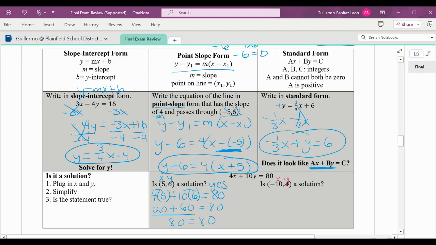This point is probably not going to work. 4x, but x is negative 10, plus 10y, but y is 4. So y goes away, 4 goes in. Multiply them again. 4 times negative 10 is negative 40. 10 times 4 is positive 40. These are opposites, so you would get 0 equals 80. This is false, so this one is no. It is not a solution.